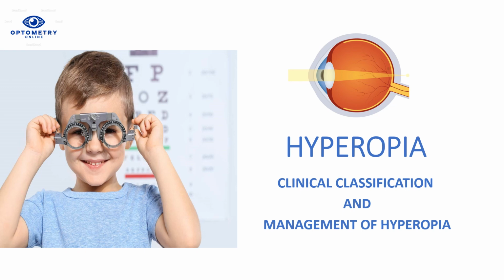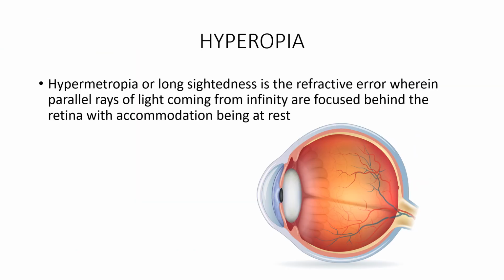The topic for today's video is hypermetropia, its clinical classifications and management. By definition, hypermetropia or long-sightedness is a refractive error where the parallel rays of light from infinity get focused behind the eye with accommodation being at rest.